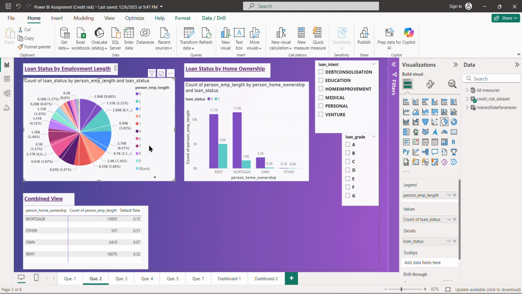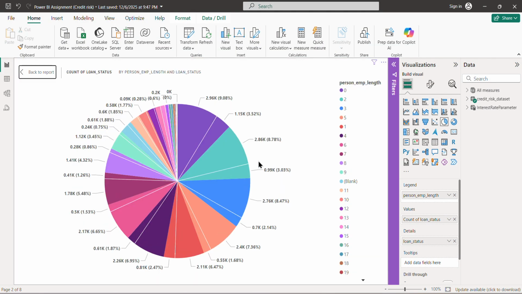If we see clearly in this chart, for 15 plus years of employment length, there are fewer long-term tenure borrowers.